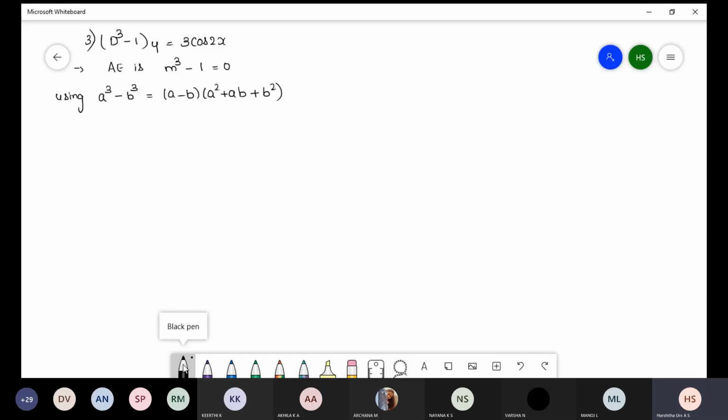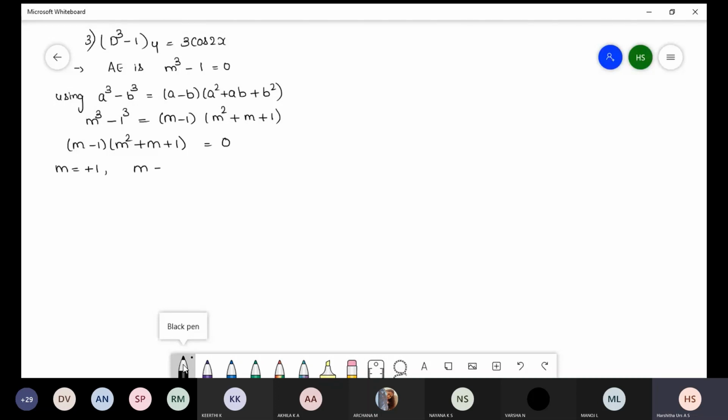So here I write m cube minus 1 cube is equal to (m minus 1)(m square plus m plus 1). Same thing we have to write here: m minus 1 in place of m cube minus 1, times m square plus m plus 1 is equal to 0. m is equal to plus 1.